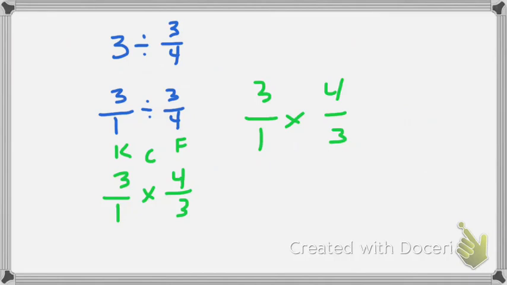So 1 and 4 can't go into each other, but 3 and 3 can. 3 goes into 3 one time, 3 into 3 goes one time. Now I can multiply. 1 times 4 is 4 over 1, and that's an improper fraction, so 4 divided by 1 would be 4.